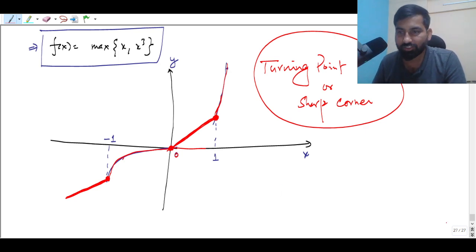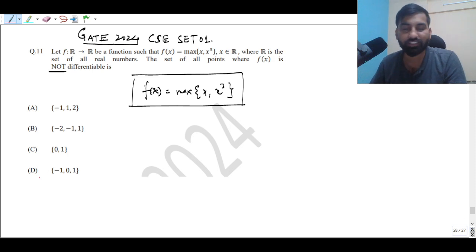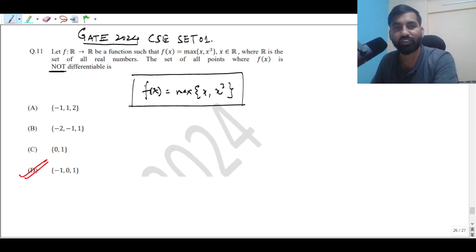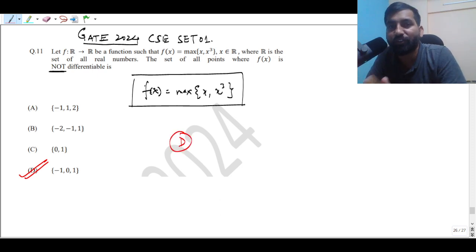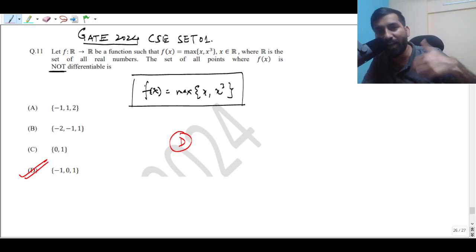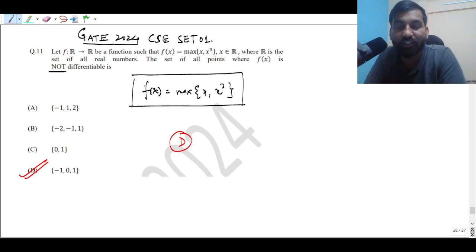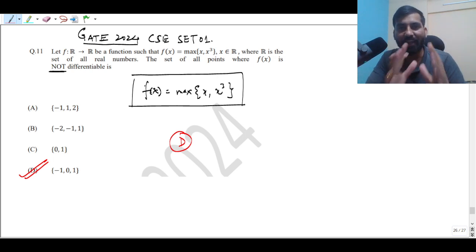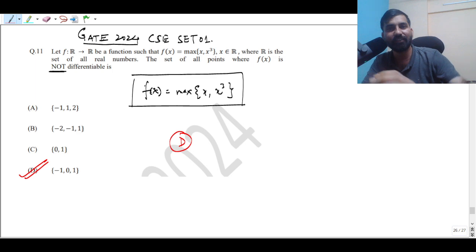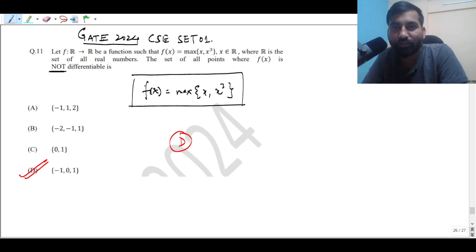Okay, so can we have a look at the options? The options given are -1, 0, and 1. So the answer for this question is going to be option D. So I think you can solve this question if you know how to plot the graph, right? So how I have drawn the graph, how I did the sketching of the curve: I took y equal to x first and y equal to x cube, right? And then I kept the required portion of the graph and deleted the part which is not required, okay, because f(x) equal to maximum of x comma x cube is what you have to plot, right?